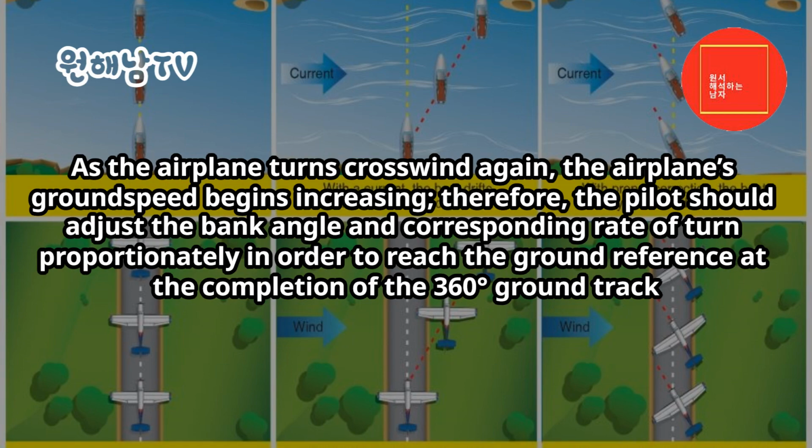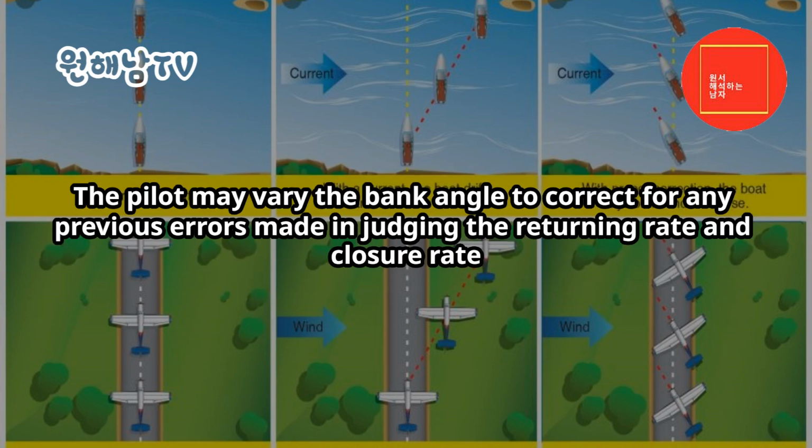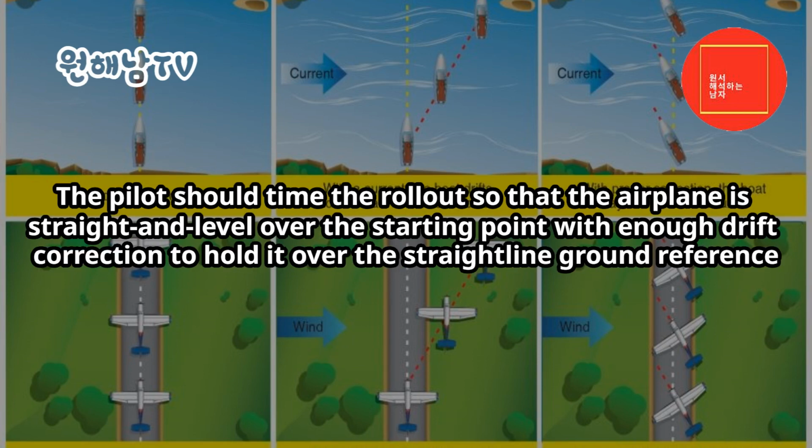As the airplane turns crosswind again, the airplane's ground speed begins increasing. Therefore, the pilot should adjust the bank angle and corresponding rate of turn proportionately in order to reach the ground reference at the completion of the 360 degrees ground track. The pilot may vary the bank angle to correct for any previous errors made in judging the returning rate and closure rate. The pilot should time the rollout so that the airplane is straight and level over the starting point, with enough drift correction to hold it over the straight-line ground reference.